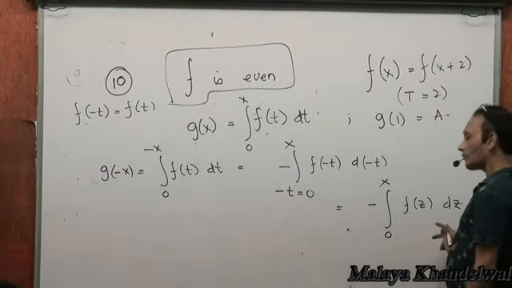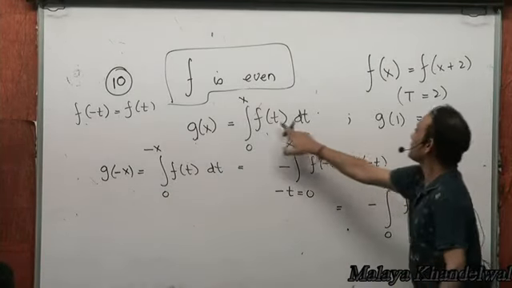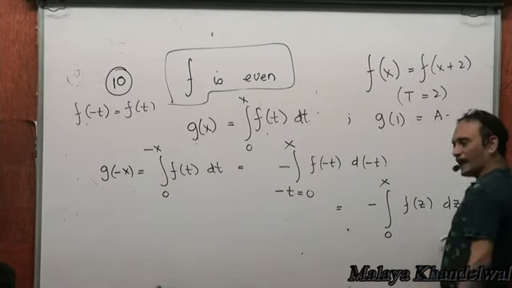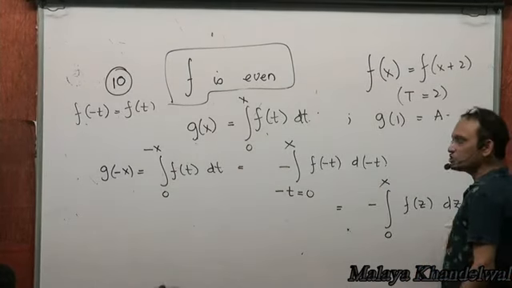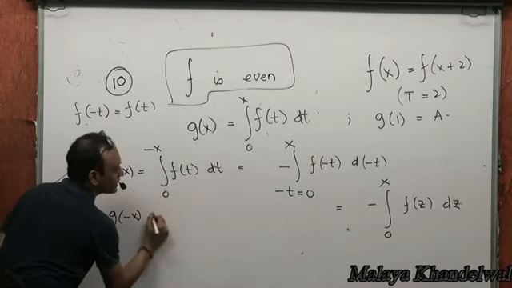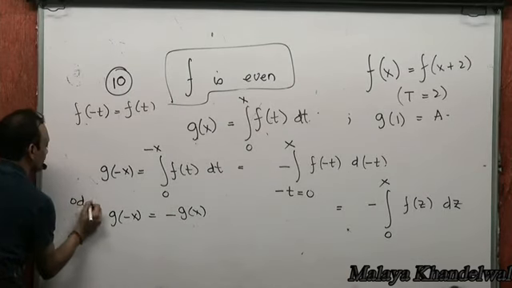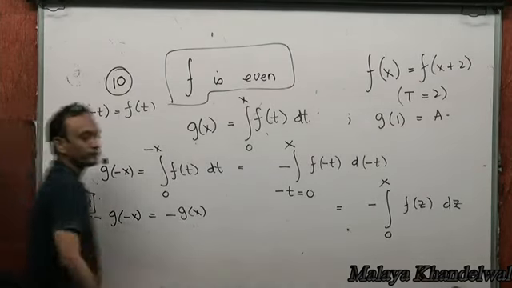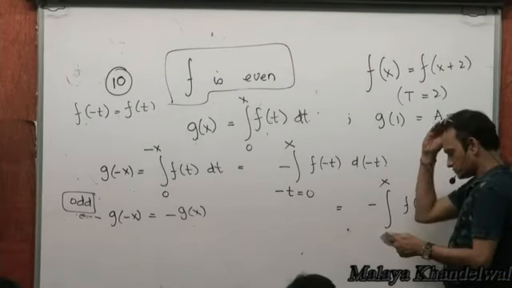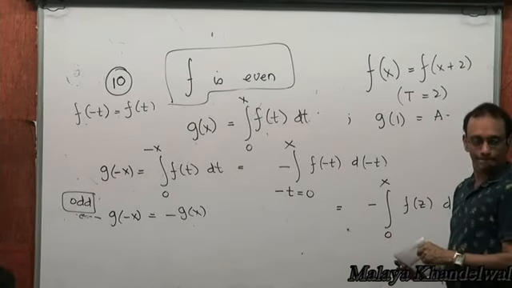But this you realize is the same as g(x), because if you replace this variable by x, it will still be g(x). So minus g(x), so g(-x) turns out to be minus g(x), causing g to be an odd function of x. So far so good, right?